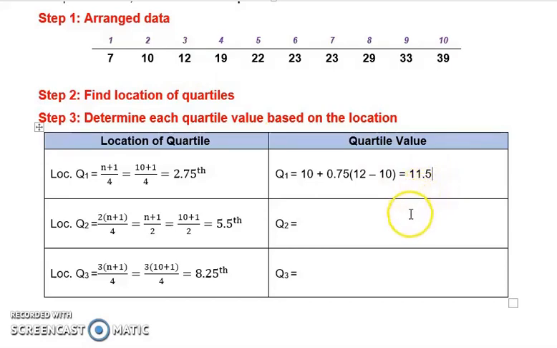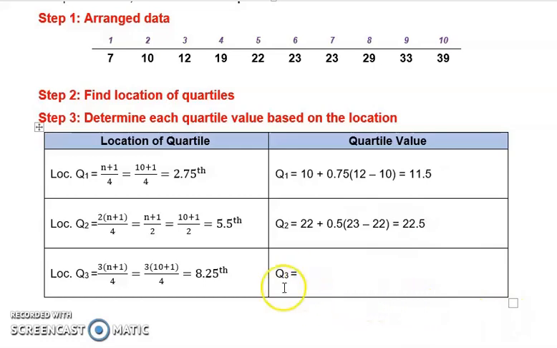The same process for Q2. If you look at Q2, the location is 5.5. The fifth location is 22, plus, look at the percentile here, 0.5, which means 50%. Then multiply by the difference between the two locations, the fifth and the sixth location: larger value 23 minus smaller value 22. So for Q2, you will get 22.5.